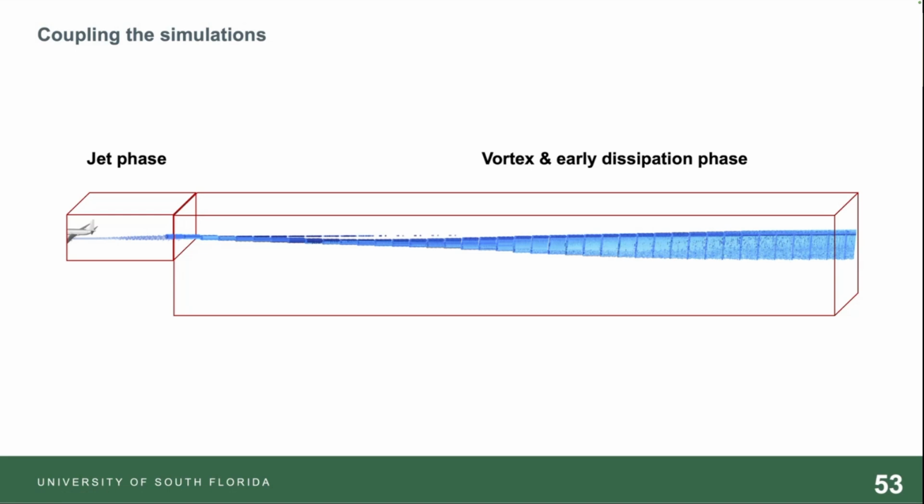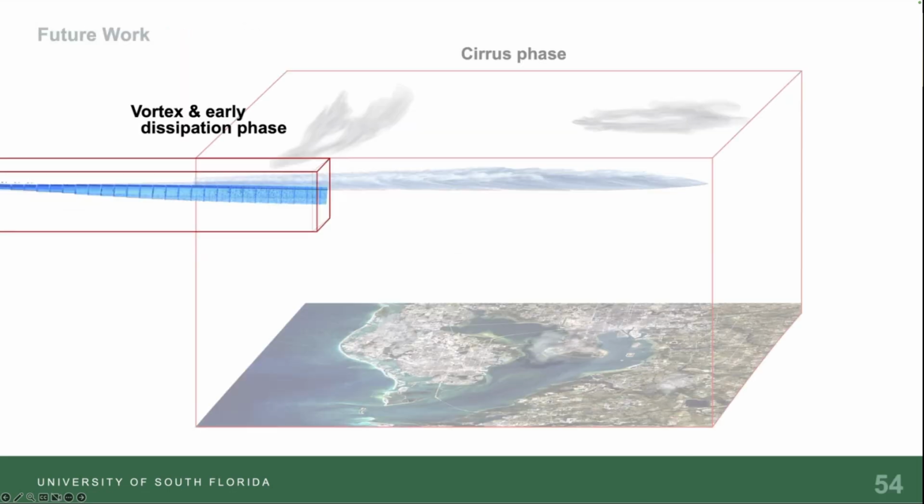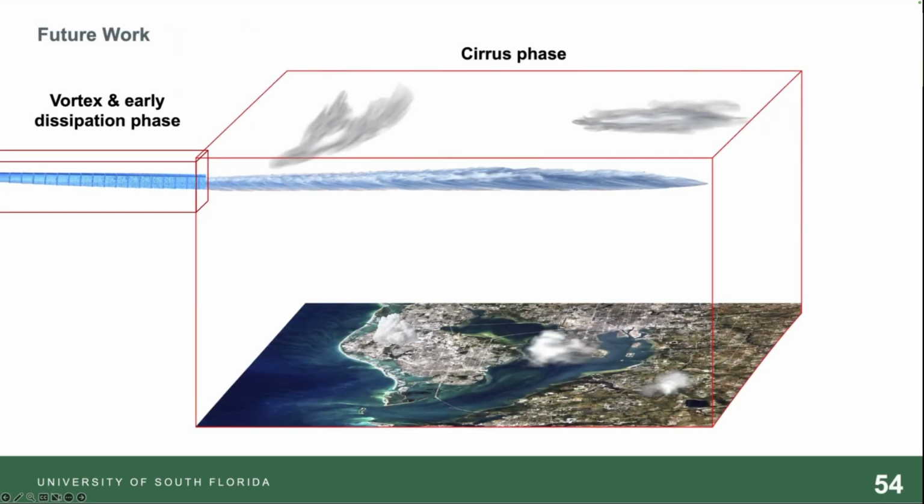Then, using some interpolation between these domains, we can actually couple them. The next step, which is where we are right now, is coupling this to an even larger domain that is going to be able to simulate the cirrus phase. What we can see here is essentially that transition from that vortex phase structure that we just saw into the cirrus phase.